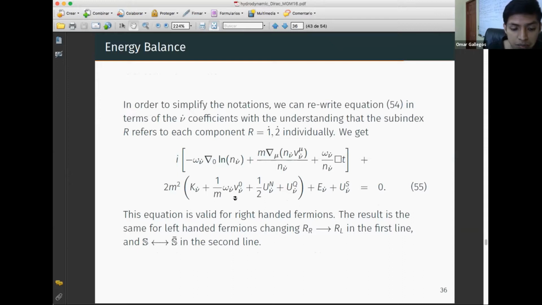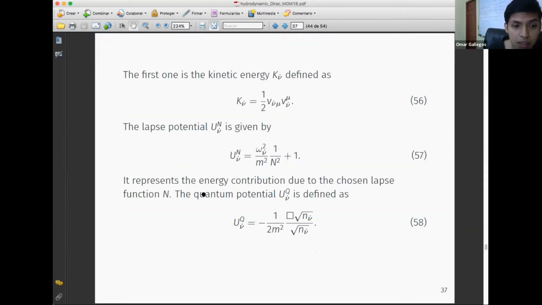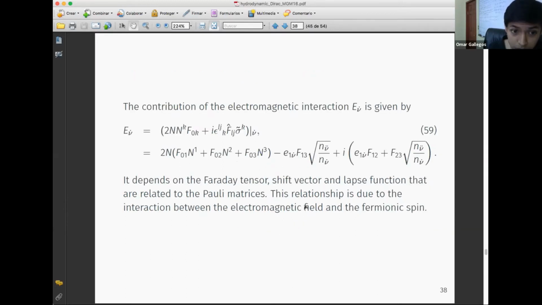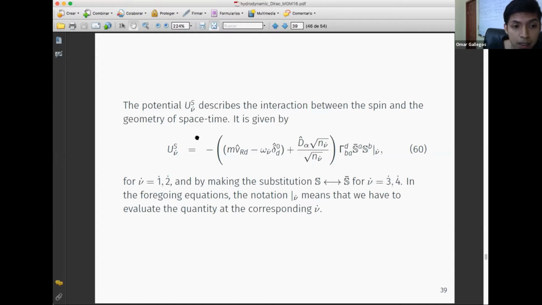And the energy balance tells us what the contribution of the energy in our system is: the kinetic energy, the Lapse potential, and the quantum potential, and what the electromagnetic interaction is. And this term, the last term, is the most important difference with respect to boson particles or classical particles, because this term disappears if we consider a flat space-time, or a system with particles without spin.